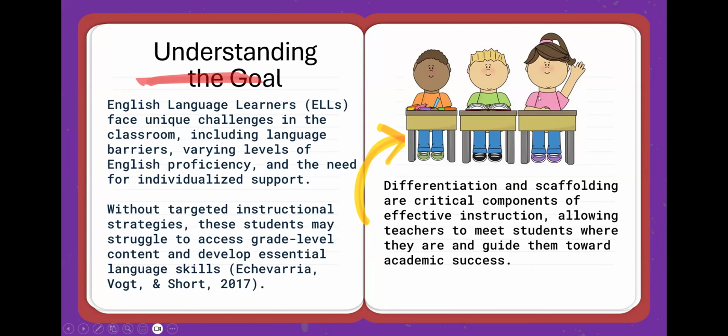English language learners face unique challenges in the classroom, including language barriers, varying levels of English proficiency, and the need for individualized support. Without targeted instructional strategies, these students may struggle to access grade level content and develop essential language skills. Differentiation and scaffolding are critical components of effective instruction, allowing teachers to meet students where they are and guide them towards academic success.